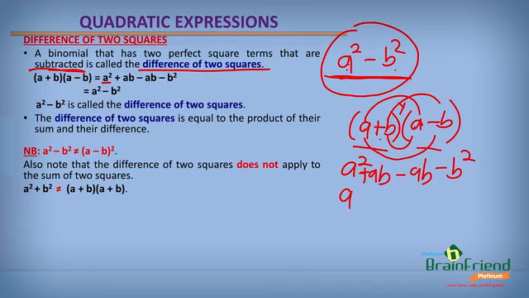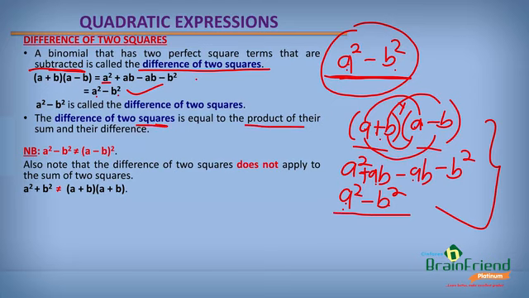Once we do this, we have a squared, and ab minus ab is 0. So we just have a squared minus b squared, and this is the difference of two squares. What we did here is simply what is here: a plus b times a minus b gives a squared plus ab minus ab minus b squared, resulting in a squared minus b squared. So we can take it in reverse to say the difference of two squares is equal to the product of their sum and their difference.